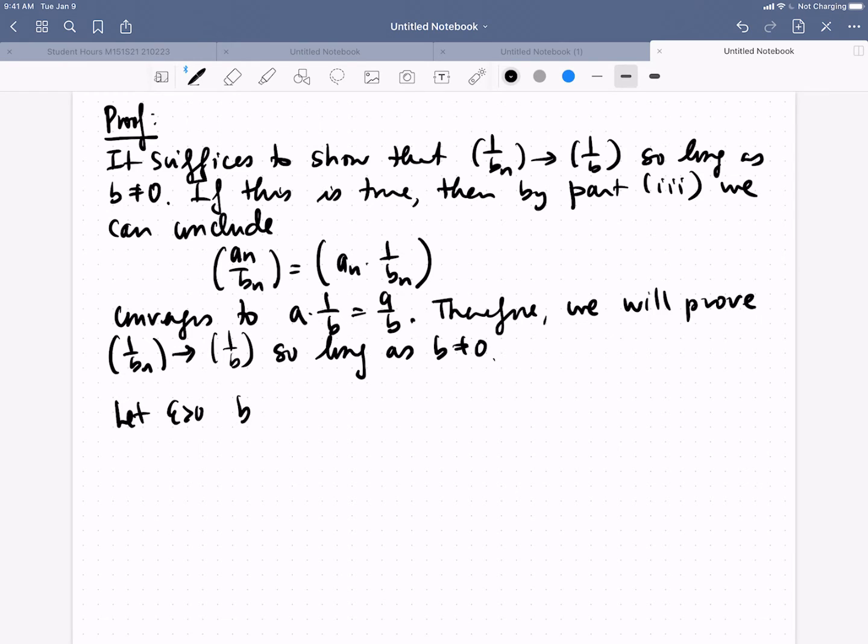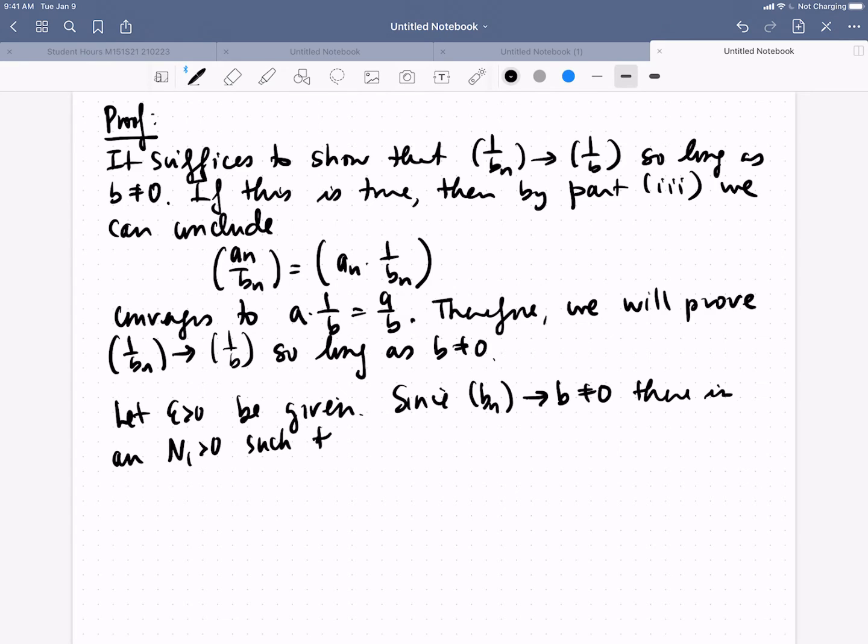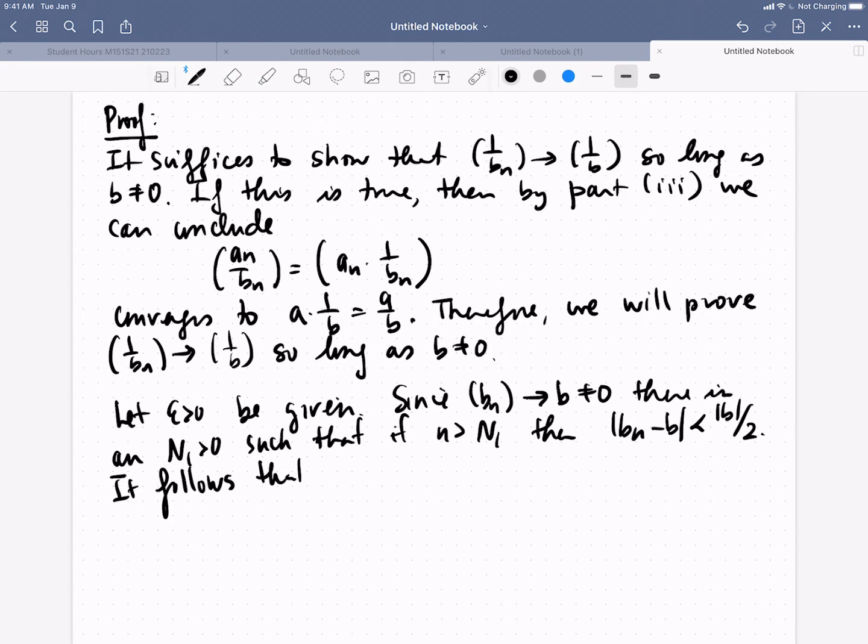Let epsilon greater than 0 be given. Since Bn converges to B and B is not equal to 0, there is an n1 greater than 0 such that if n is bigger than n1, then absolute Bn minus B is less than absolute B over 2. It follows that absolute Bn is bigger than absolute B over 2.